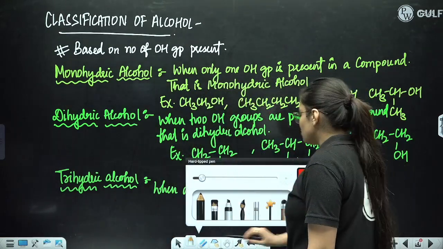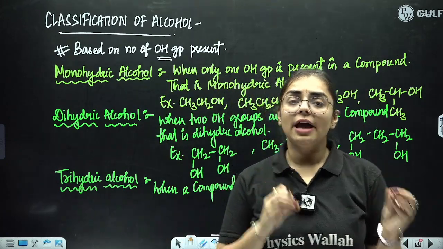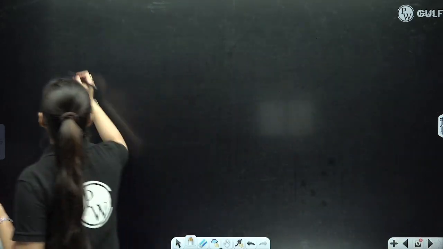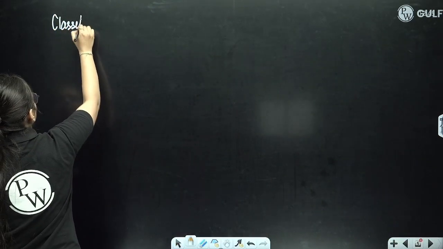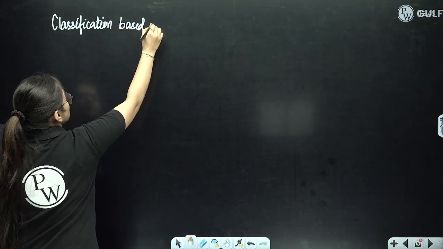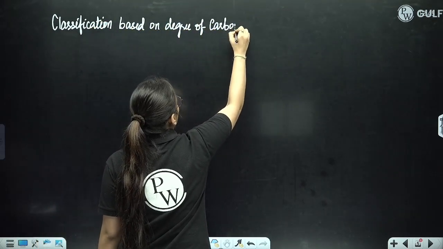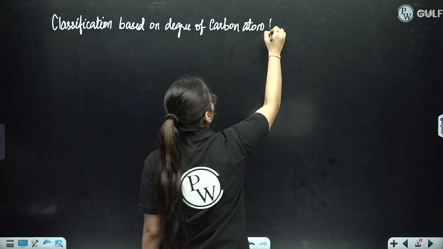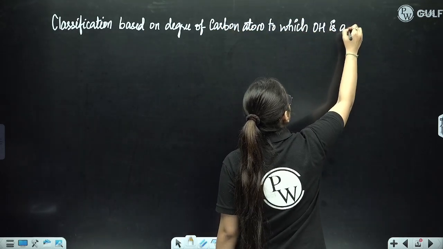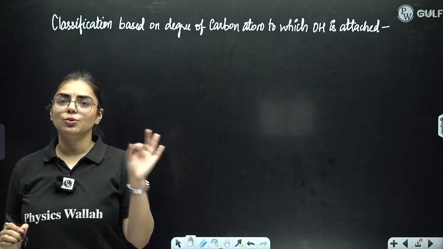Now this was based upon the number of OH groups present in a particular compound. Now we are going to start the classification that depends upon the degree of carbon. Classification based on the degree of the carbon atom to which OH is attached. Okay, now we are going to do that classification.